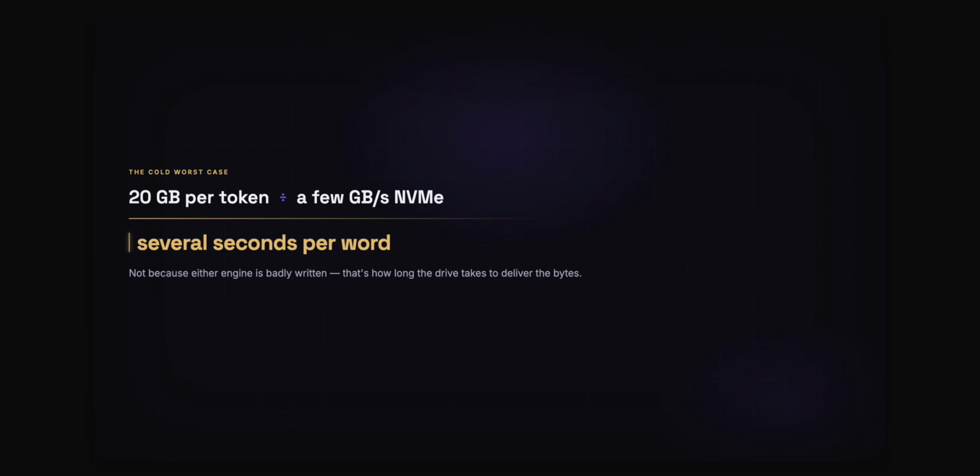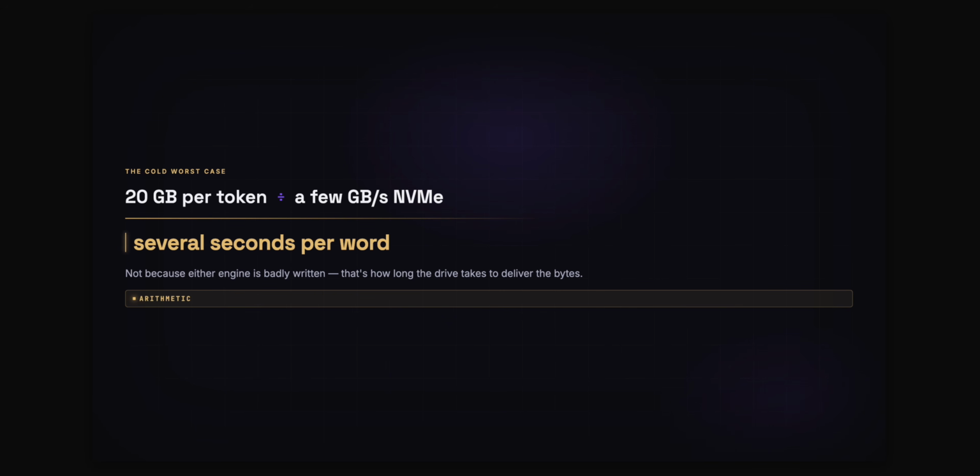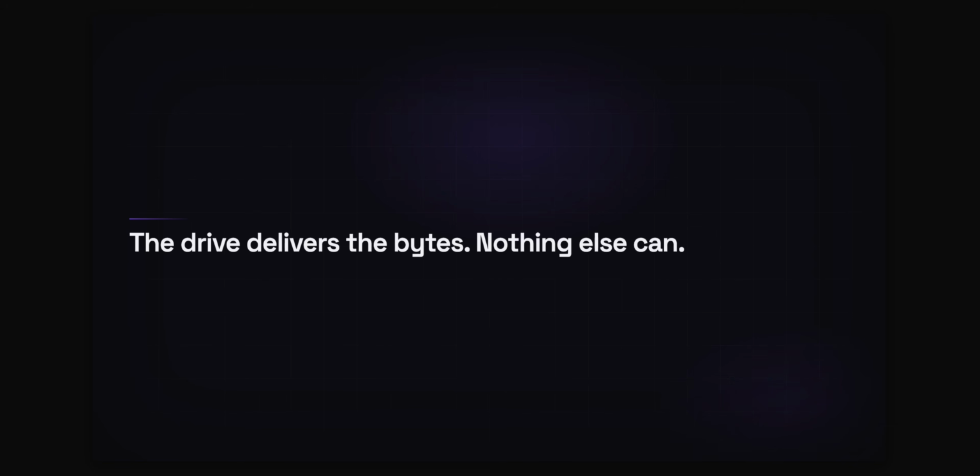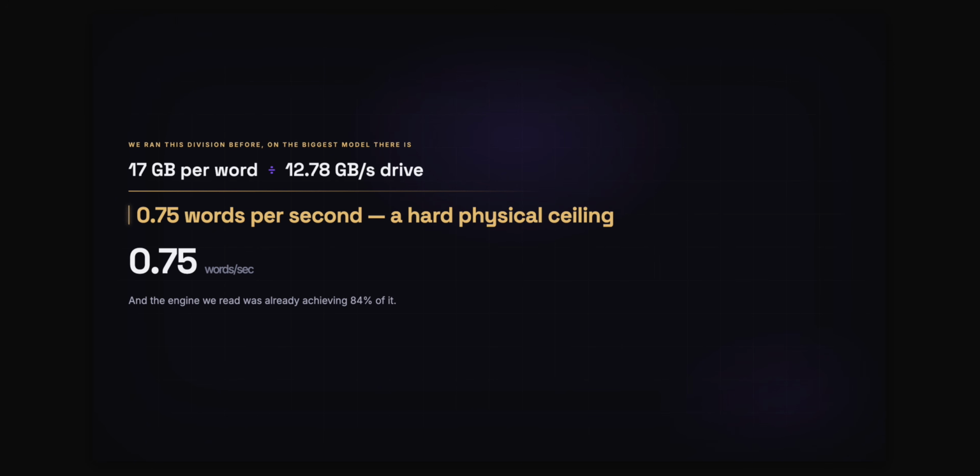If every one of them had to come off the drive, a fast consumer NVMe drive reads a few gigabytes per second. Divide, and the cold worst-case answer is several seconds per word. Not because either engine is badly written, but because that's how long the drive takes to deliver the bytes. We've run this exact division before on this channel.